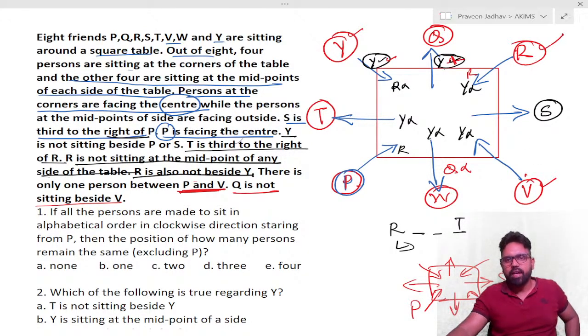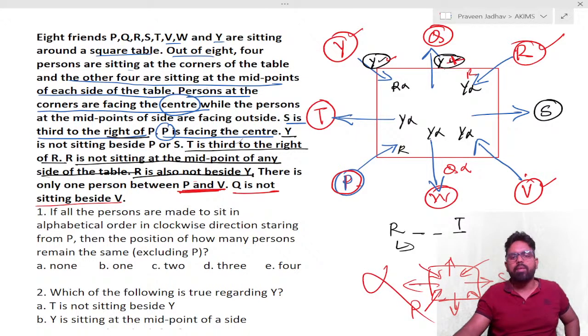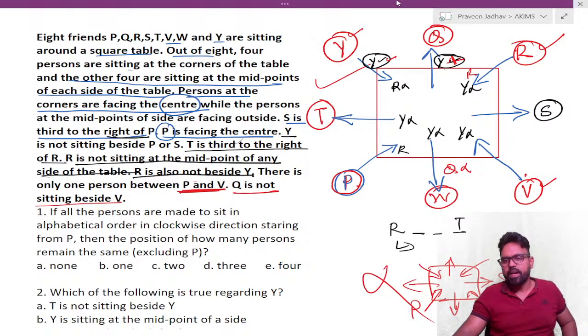In one diagram you could have taken R here, in another diagram R here, then tried the entire arrangement, and one of the diagrams would have gone wrong, and you could have marked this one. Getting it, everyone? Understanding?